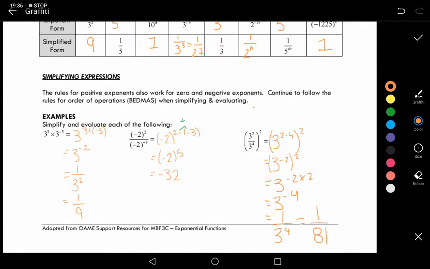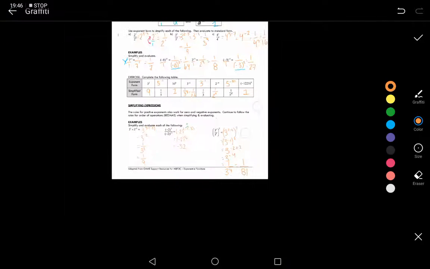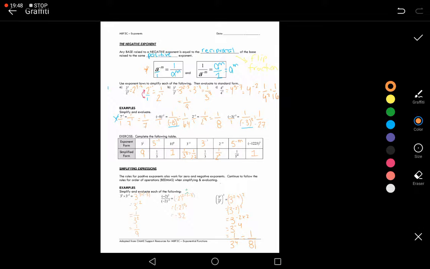Okay, so these last examples kind of combine all of those power rules together, so you will have to know how to do that, so make sure you practice that. Okay, this is the end of the second lesson of Unit 5 on negative and 0 exponents.